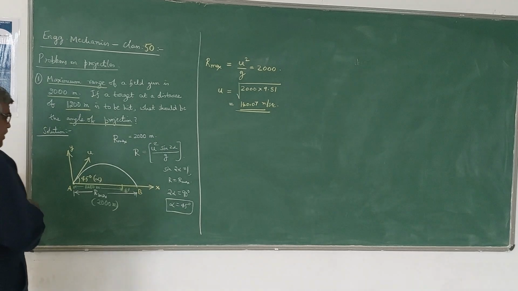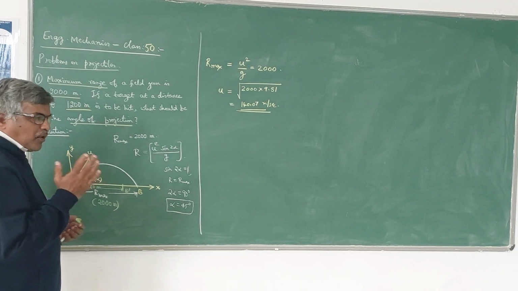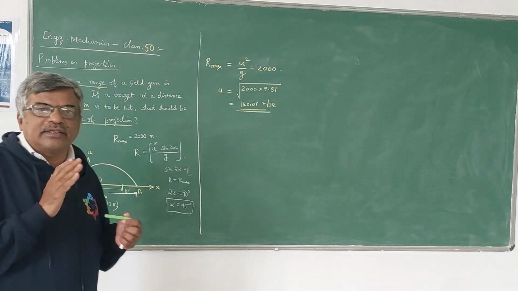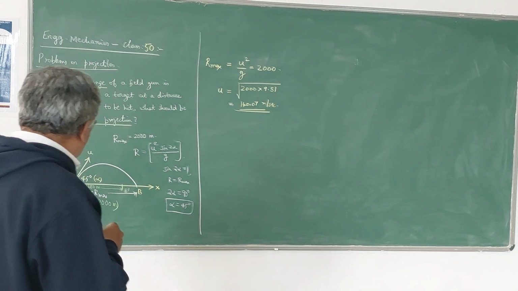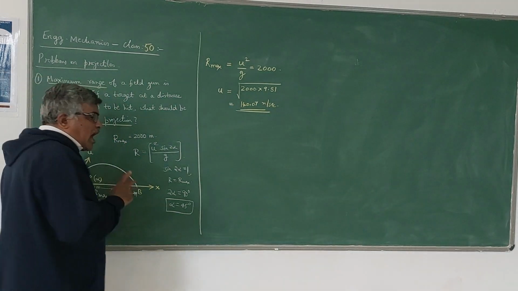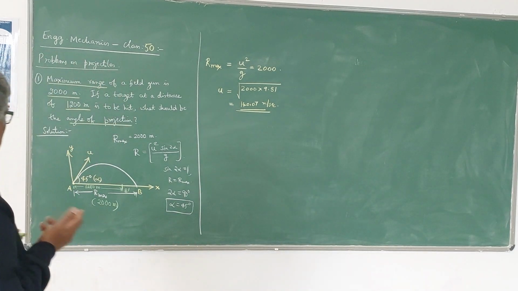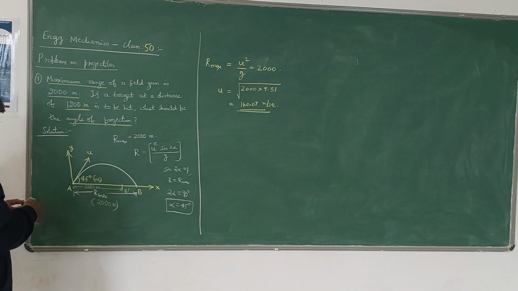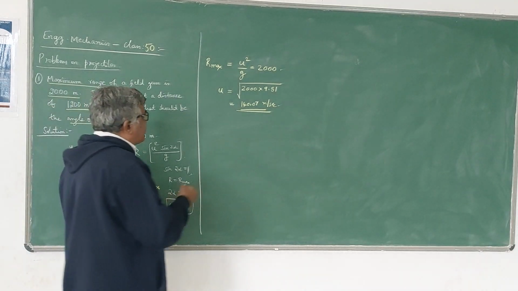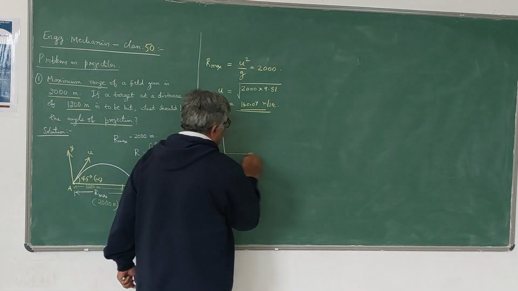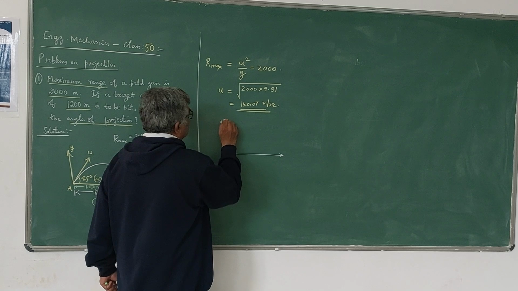We have proved this also. Suppose for a given range R, you will have two values of alpha so that it hits the target. It will be like this. I have proved this in the earlier lecture. You can just go through that.